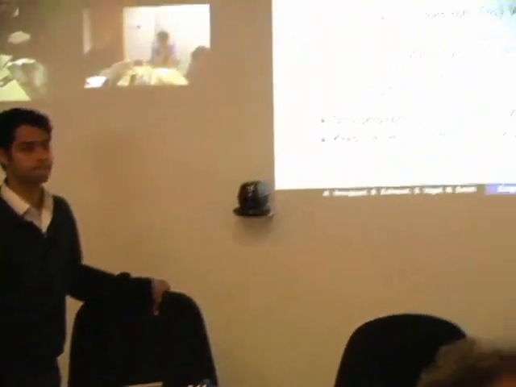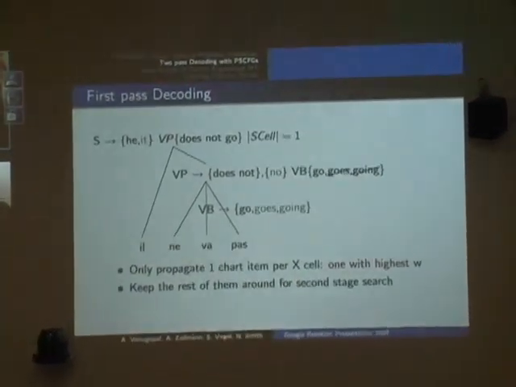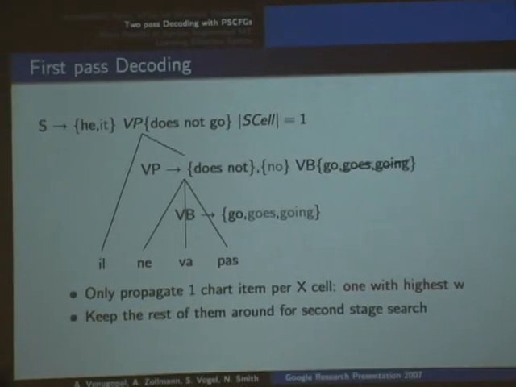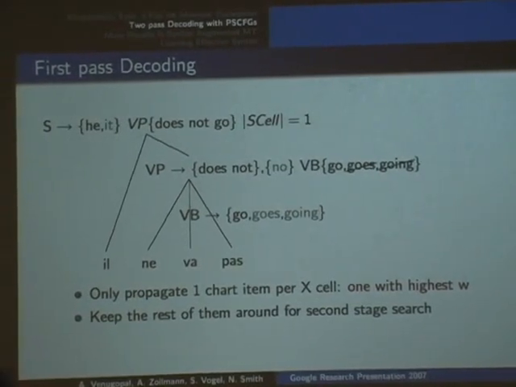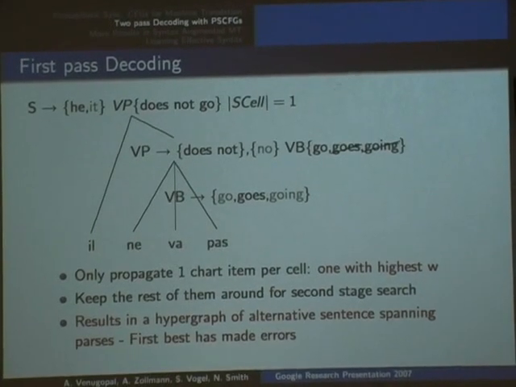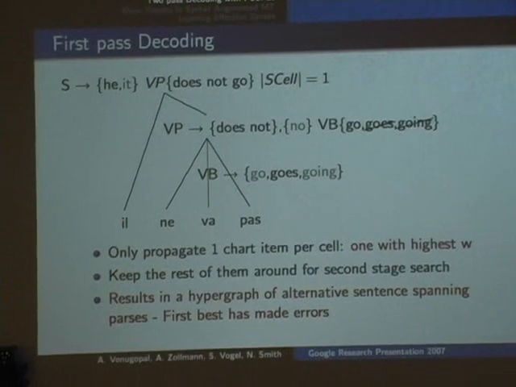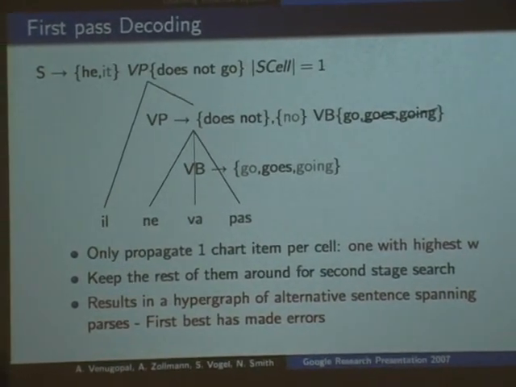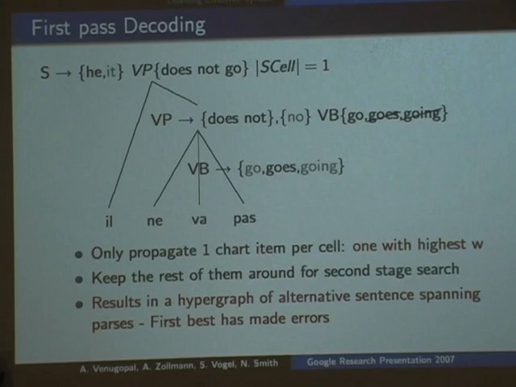Okay, and is this equivalent to k equals 1 pruning? Yep. But if you do k equals 1 pruning, in reality, you would throw away all the hypotheses. We actually keep them around, because we're going to go back through it again. So the result of this, because we kept all these alternative hypotheses around, is a hypergraph of alternative sentence-spanning parses. And if we just look at the first pass, it's exactly k equals 1 pruning. But there are going to be significant search errors. So now the question is, in the second pass, can we recover from these search errors given that we're applying a left-to-right language model?